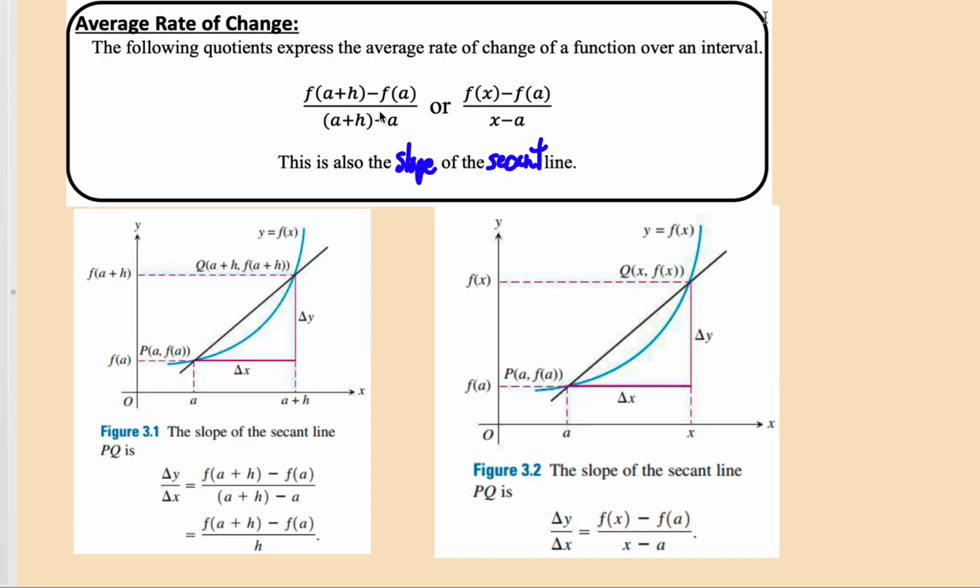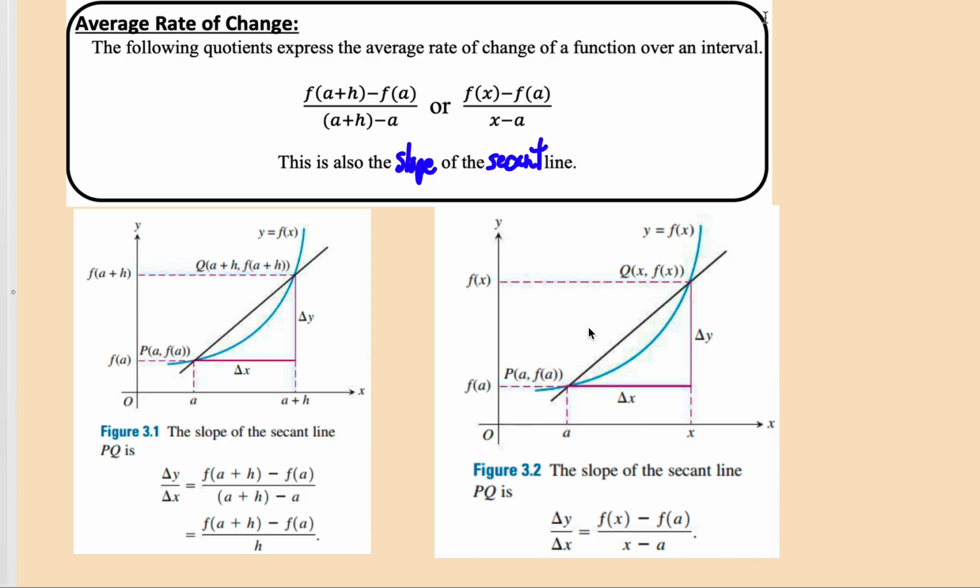So average rate of change can be written in two ways. One that we were just talking about with the door example, and this represents the slope of the secant line. So here's a good picture. 2 points, and we're letting one point be a and the other point a plus h, and this is the average rate of change.